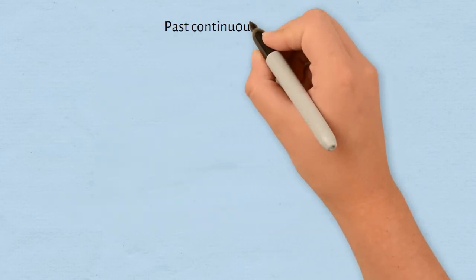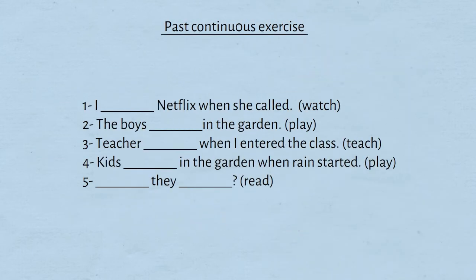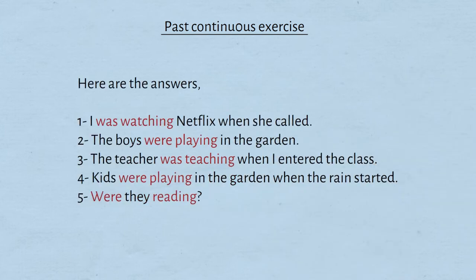Past continuous exercise. Now pause the video and try to complete the given sentences using the correct form of the verb. So let's check our answers. I was watching Netflix when she called. The boys were playing in the garden. The teacher was teaching when I entered the class. The kids were playing in the garden when the rain started. Were they reading?